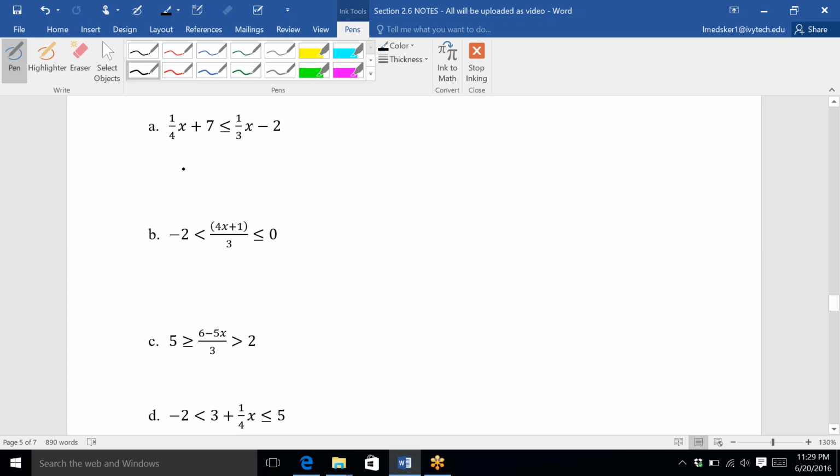If we're going to solve some basic ones, I'm going to try to get rid of all the fractions, and I can do that as long as I multiply everything by the same thing. Looks like I'm going to use 12 as my LCD.